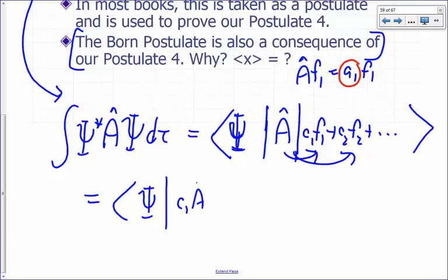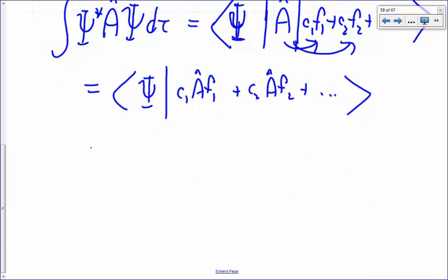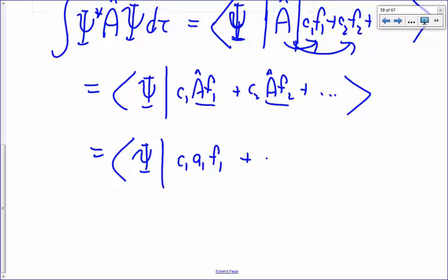C1 A hat F1 plus C2 A hat F2 and so on, right? And what do we do next? Operate on all of them. So A hat operating on F1 gives you the eigenvalue, little A1, times F1, and A hat operating on F2 would give you eigenvalue A2 times F2, plus and so on and so forth. Okay? And what do we have on this side?